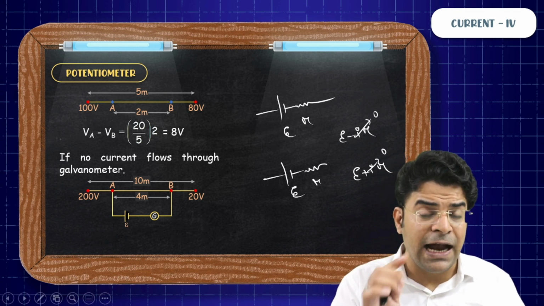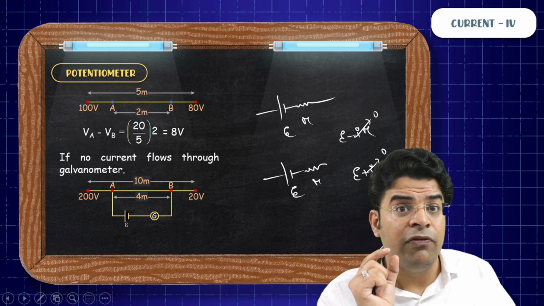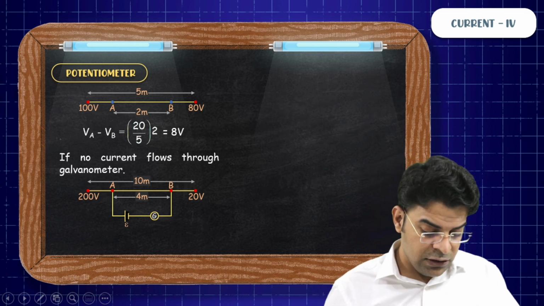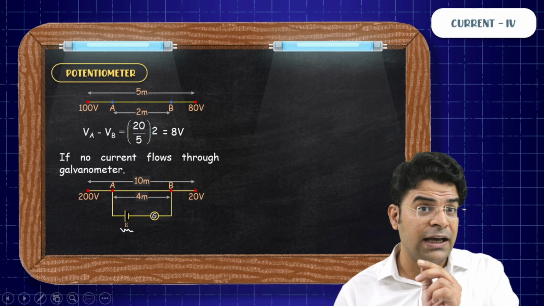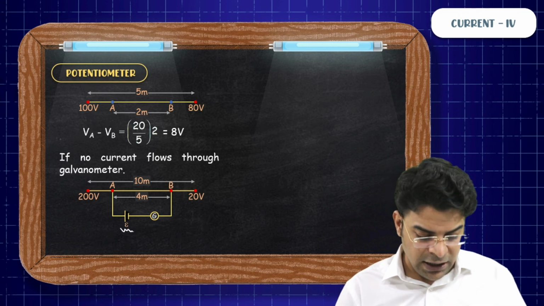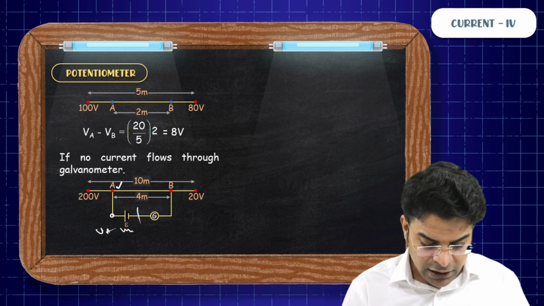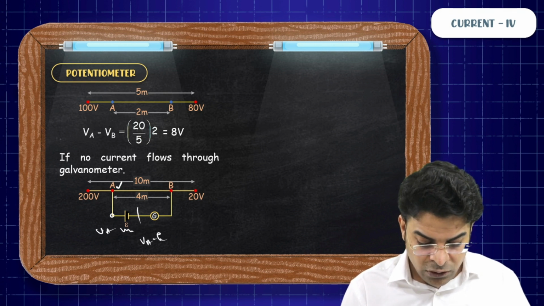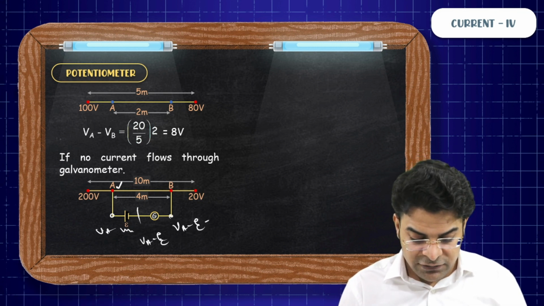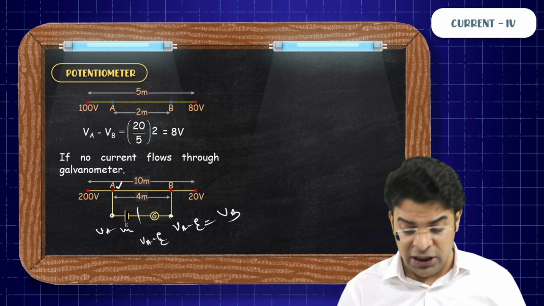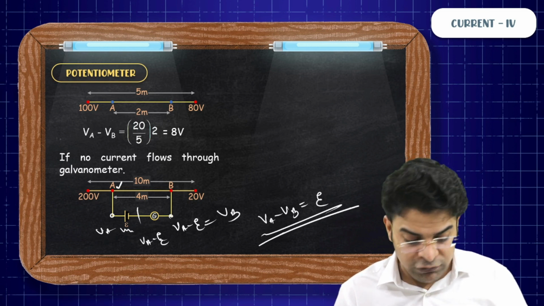So we say that the potential drop across the cell is equal to its EMF when no current flows through it, right? Now since no current flows through the cell, the potential drop across the cell has to be equal to EMF. So beta, if I take here the potential as VA minus E, no current through galvanometer, so here also VA minus E, and this VA minus E has to be equal to VB. This means that VA minus VB has to be equal to the EMF of the cell.